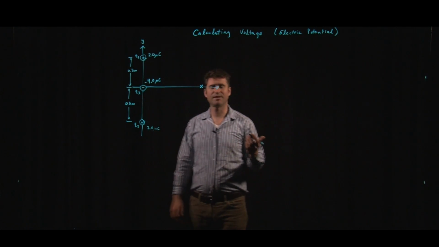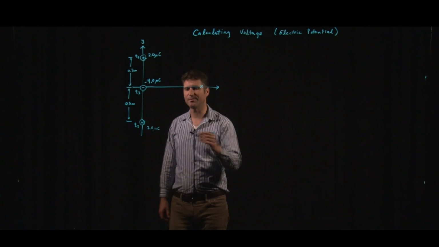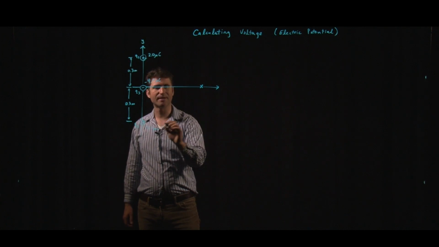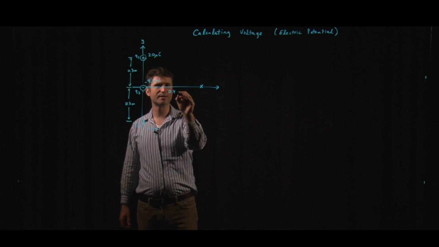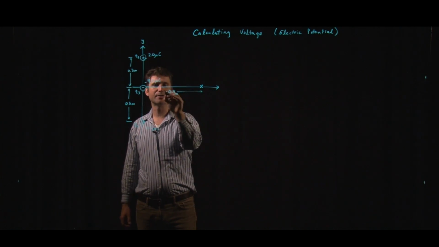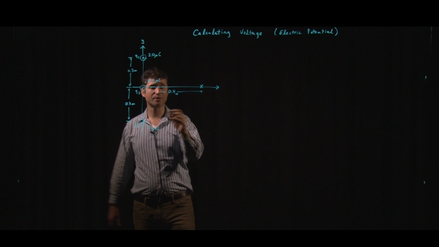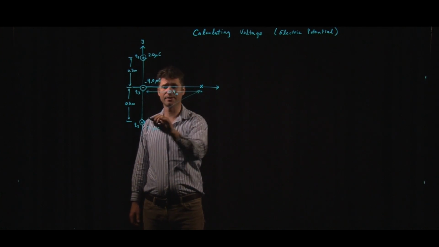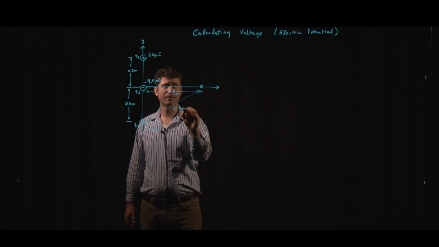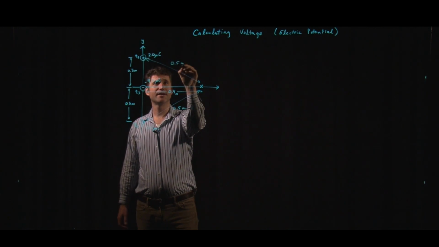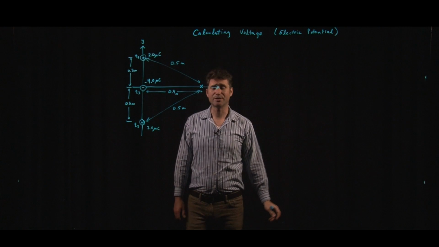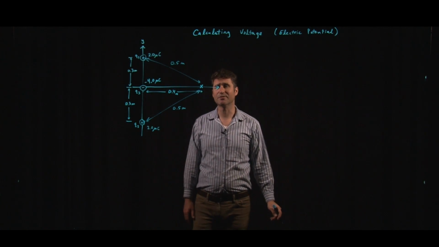Just to stay consistent with the last problem, since we already have the numbers and the geometry matched up, we used this number 0.4 meters between here and here, and we used a 3, 4, 5 triangle concept to say that this is 0.5 meters, and this here is also 0.5 meters. Now, the cool thing about calculating voltage is that we don't actually need to use vectors.